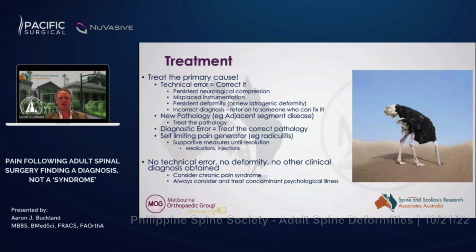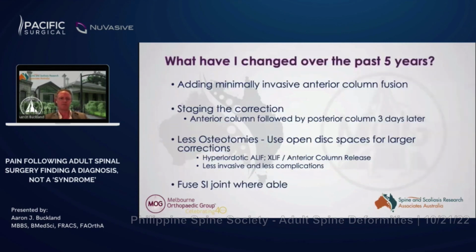So in the setting where there isn't a technical error, where there isn't persistent deformity, and there's no other clinical diagnosis that can be obtained, this is when I consider it to be a chronic pain syndrome. And always consider and treat concomitant psychosocial illnesses. Sometimes back pain can be the outlet that people find acceptable, but really it's a psychological illness that's driving it.